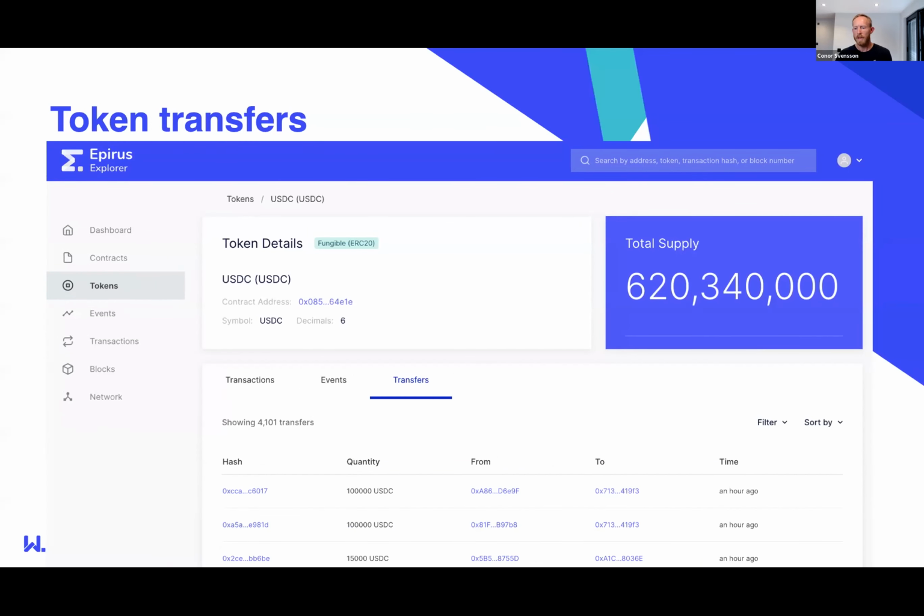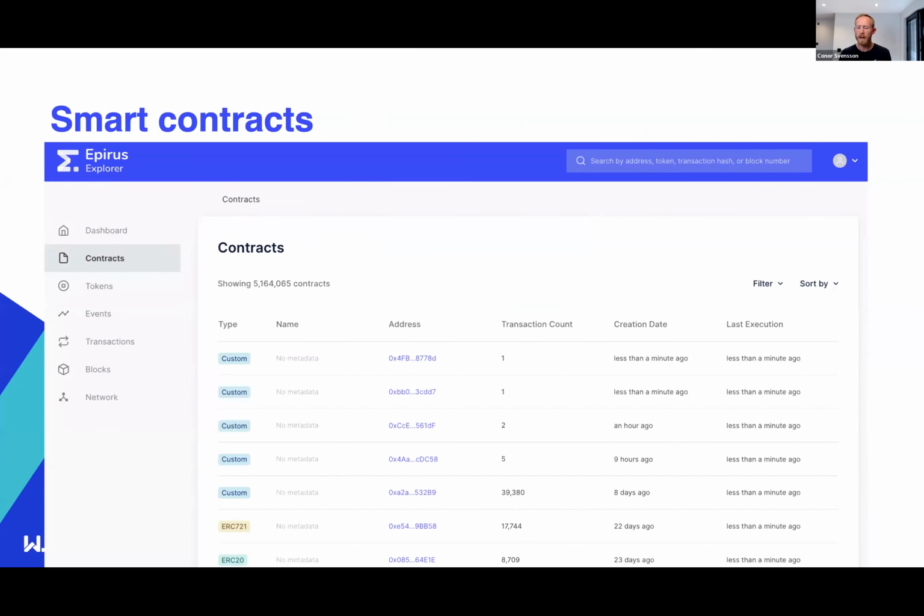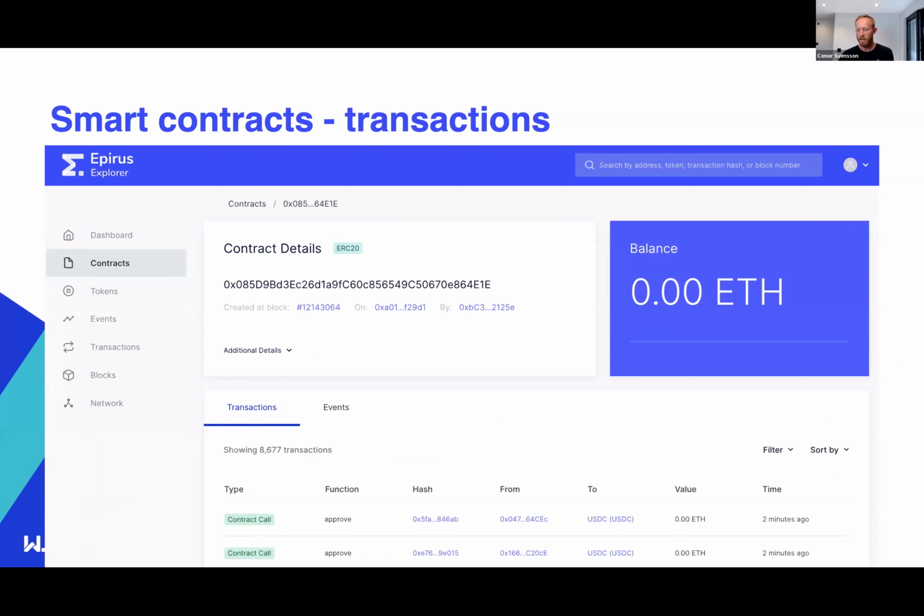Then when you go into the token, you can see metrics such as the total supply, the transfers that are taking place with it, the individual transactions, the events being emitted, and so on and so forth. Likewise, you have similar information available for the actual contracts themselves that you've deployed on the network too. You can get the various different metrics on them. You can go in and just pull out the information there.